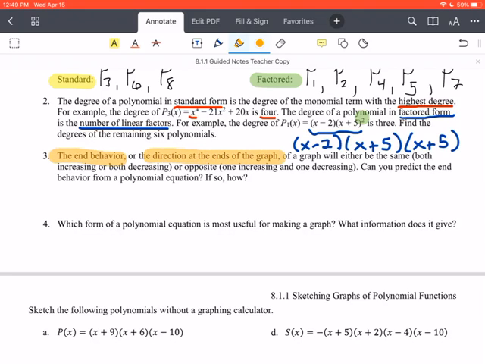Let me start from the beginning on question 3. It says the end behavior or the direction at the ends of the graph will either be the same, meaning that either both arrows are pointing up or both arrows are pointing down, or it could be opposite. One arrow's pointing up, one arrow's pointing down, or vice versa. One's pointing down, one's pointing up. Our goal is to think about patterns and trends to see if looking at an equation, we would be able to predict or come up with the end behavior of the polynomial functions.